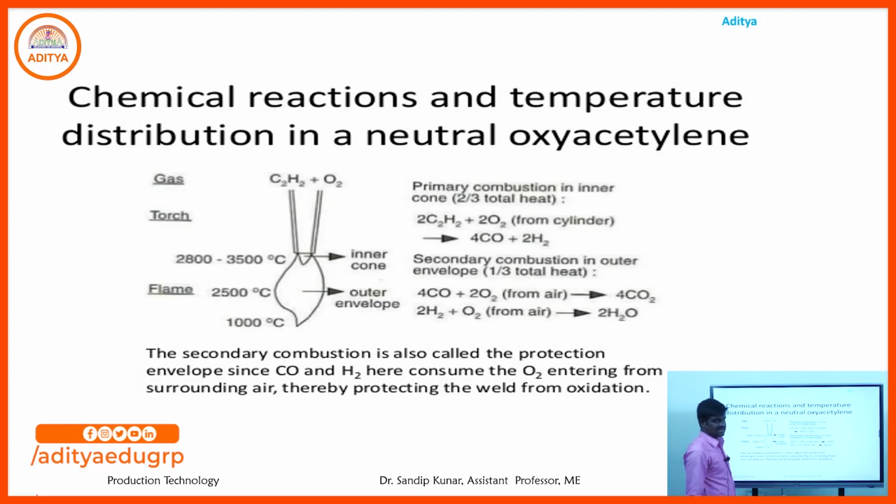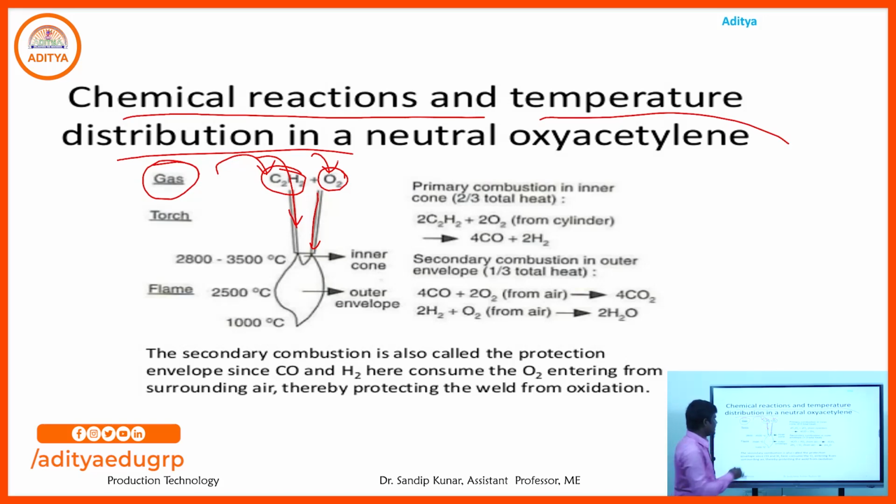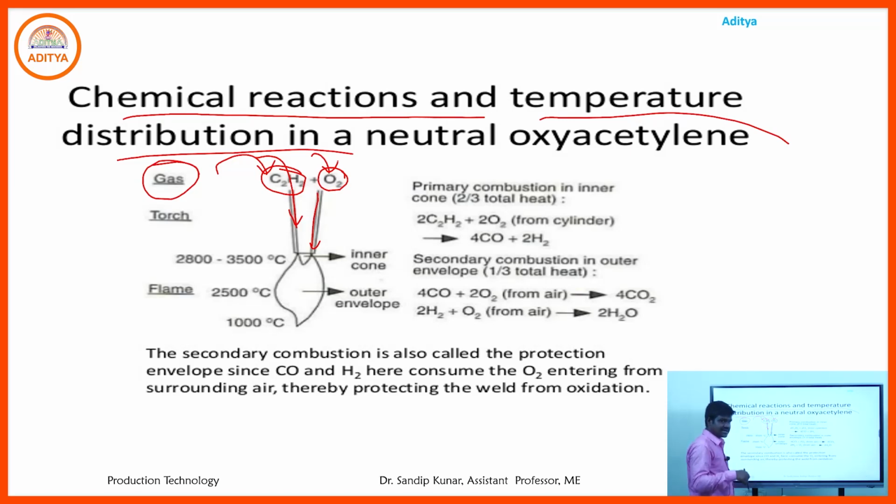Now let us look at the chemical reactions during oxyacetylene welding: the chemical composition and temperature distribution in a neutral oxyacetylene flame. Through one hose pipe we send acetylene, C2H2, and through the other pipe we send O2. The two gases come to the welding torch, where the mixer combines them. Then, using a burning device, both gases are burnt and the flame starts. The flame melts the parent metal for welding purposes.